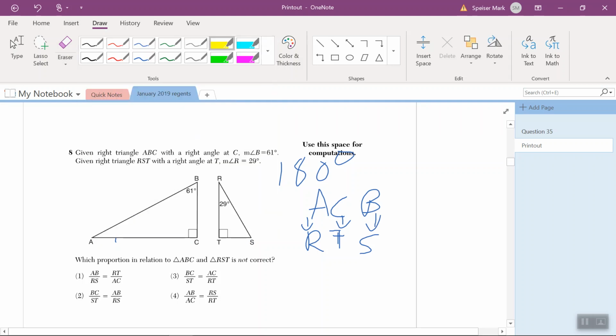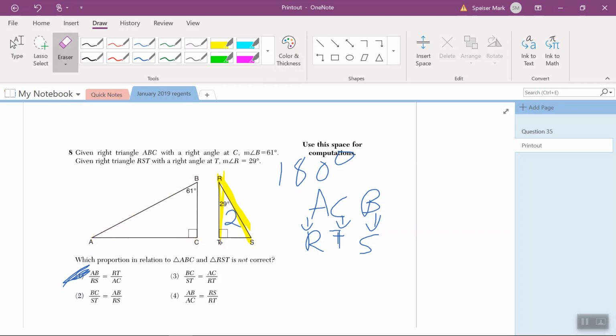So AB matches with RS, so far good. RT does match with AC, but in the first proportion we're starting in the first triangle, going to the second triangle. In the second proportion we're starting in the second triangle, going to the first triangle. You always got to start and end in the same place, not reversing it. So that eliminates choice number 1.